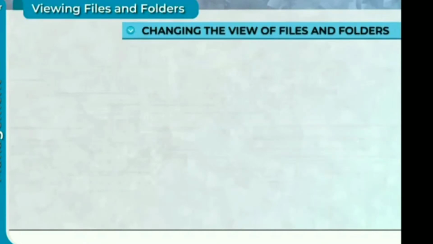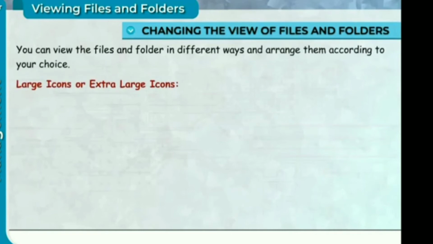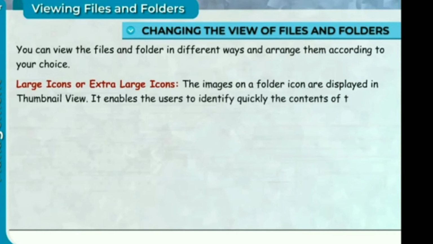Changing the view of files and folders. You can view the files and folders in different ways and arrange them according to your choice. Large icons or extra large icons. The images on a folder icon are displayed in thumbnail view. It enables the users to identify quickly the contents of the folder.